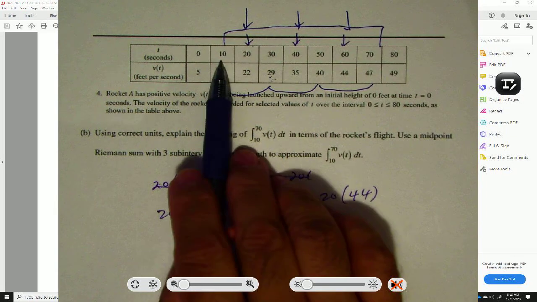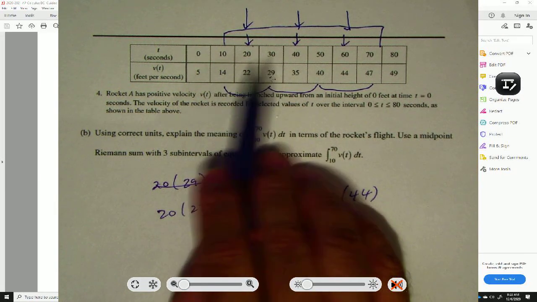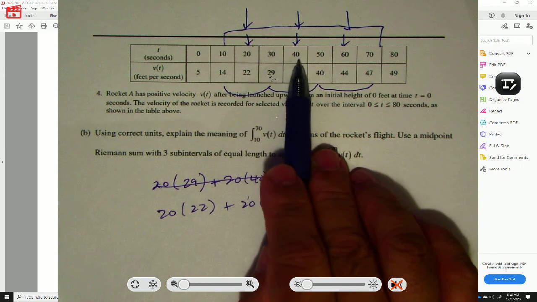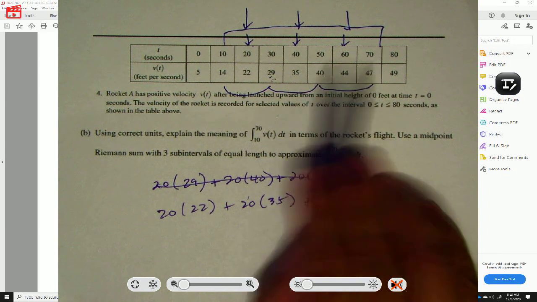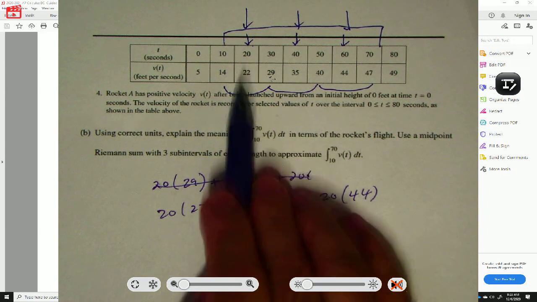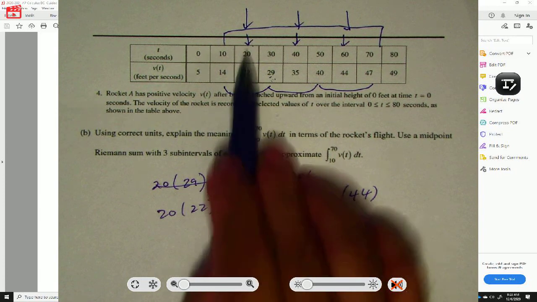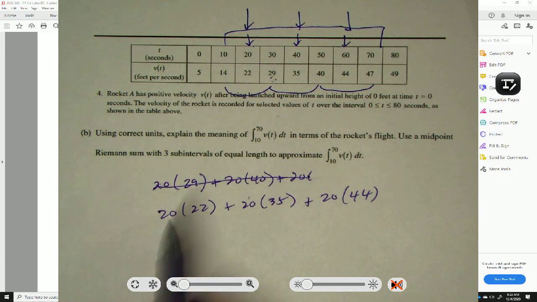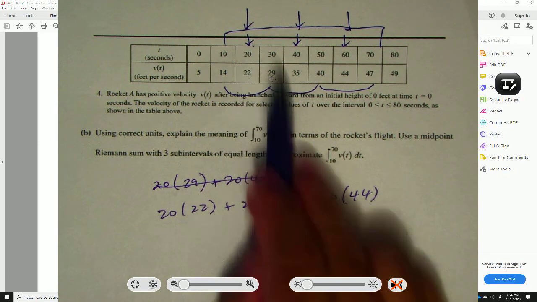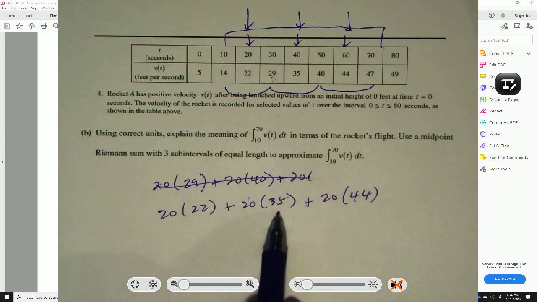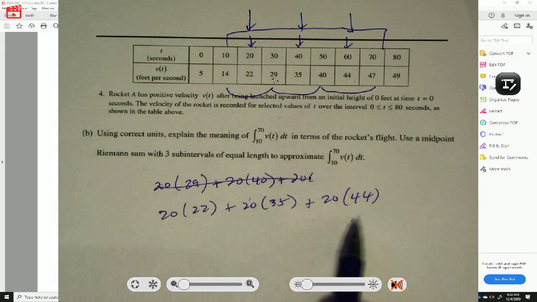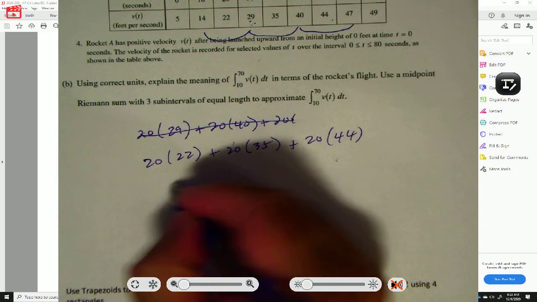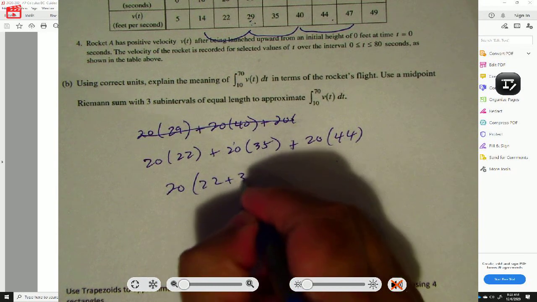Between 10 and 20, between the first subinterval, the midpoint occurs at t equals 20. In the second subinterval, the midpoint occurs at t equals 40. And in the third subinterval, the midpoint occurs at t equals 60. But you've got to look at the y value, the v of t value. So it's 20 times 22, because the subinterval width is 20. That's where that 20 comes from. The height is 22. And then I go 20 more, and the height is 35. And go 20 more, and the height is 44. Add that up, and that's your answer. So it's going to be 20 times 22 plus 35 plus 44.